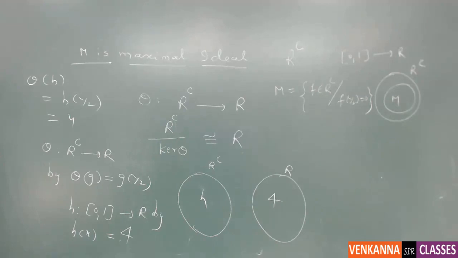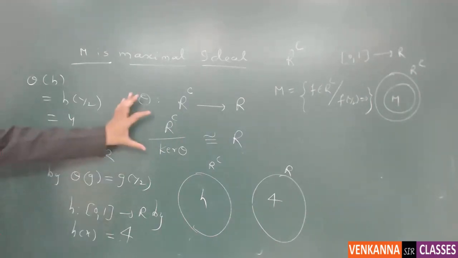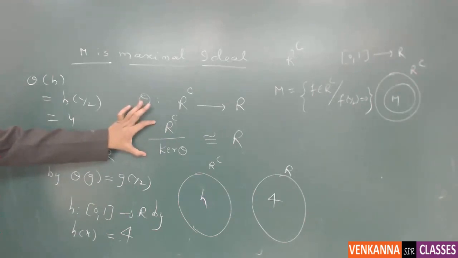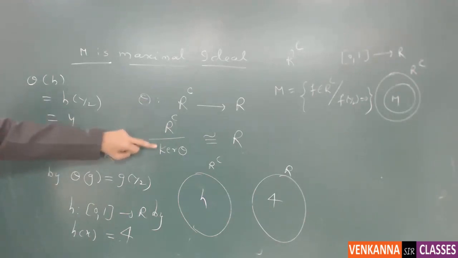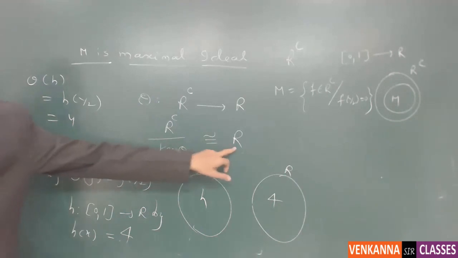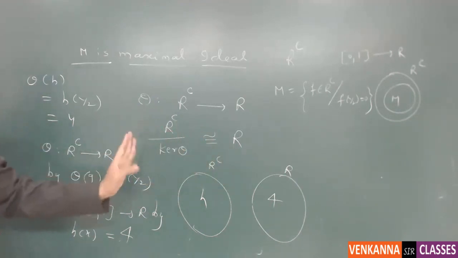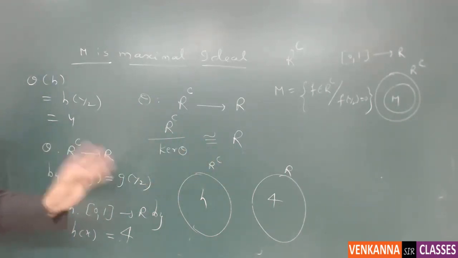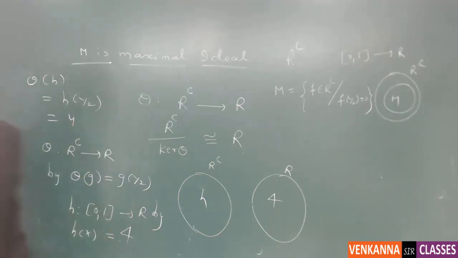Any questions for anybody? Therefore, as per the fundamental theorem, domain by kernel is isomorphic to codomain. Is it acceptable for all? Now let us calculate the kernel, what it actually is.